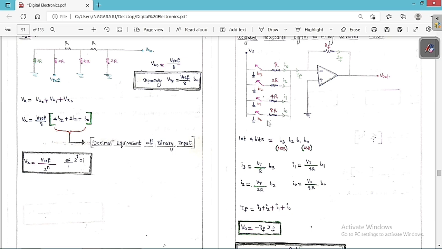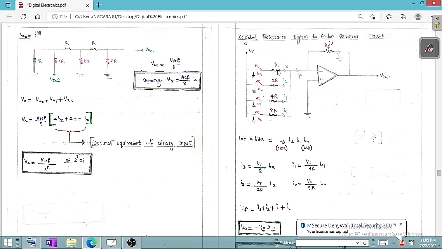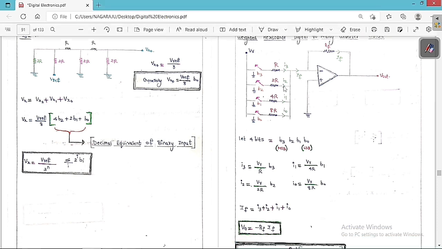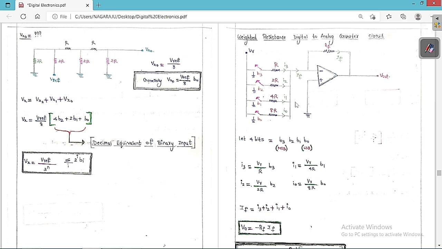So LSB resistance is equal to 2 to the power of n minus 1 into MSB resistance. MSB resistance in this case is R, and LSB resistance in this case is 8R. So the general formula is: LSB resistance is always equal to 2 to the power of n minus 1 into MSB resistance. This is a very important formula. Every time they are going to ask it in the AE examination.